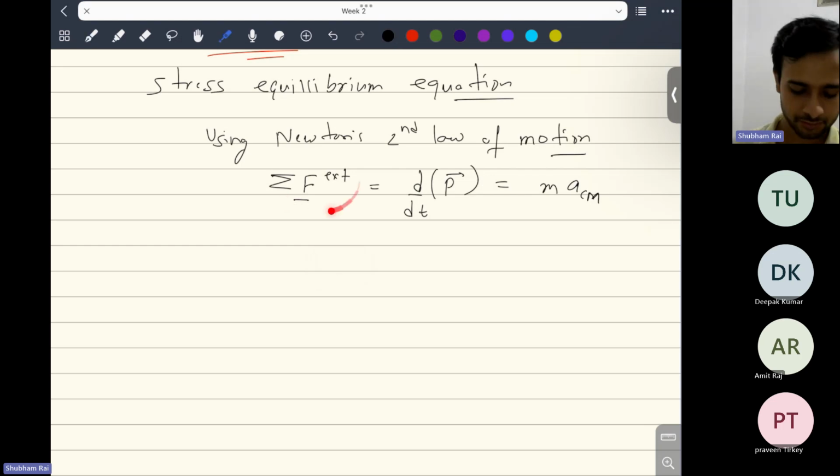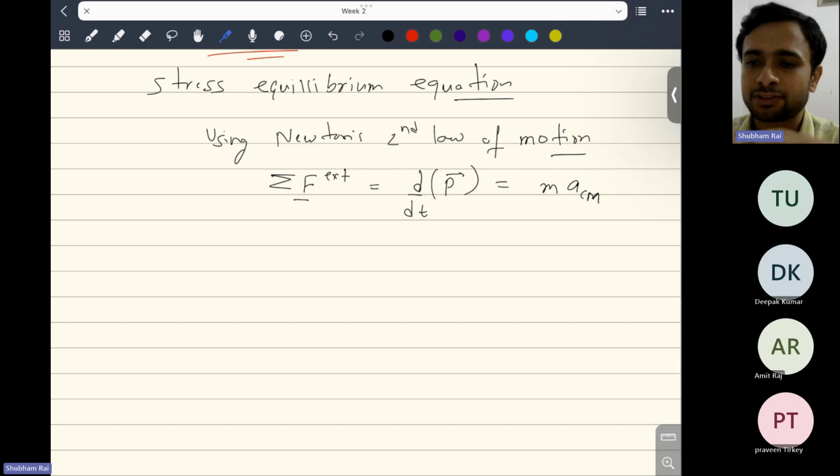This external force had two components. The external force can be due to traction applied on the body, or there may be some body force. Traction is like, let's say with a rope, you are pulling a body at a point. That will be a point load.